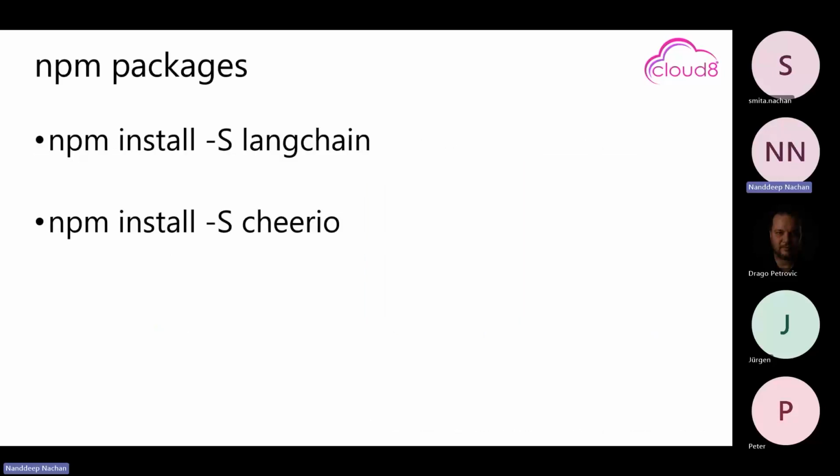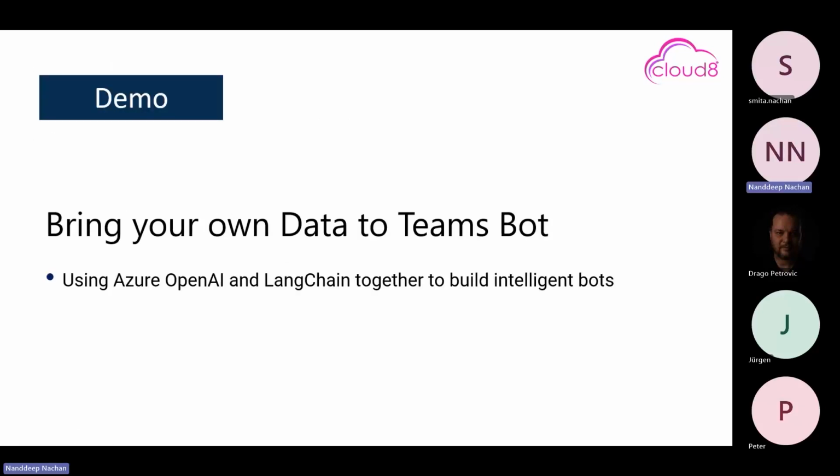Technically, we are going to use a few npm packages. LangChain, obviously, and Cheerio, which is mainly for reading the text from any files or from any web-based storage we have, that means my website. But with that, let's get into the demo.